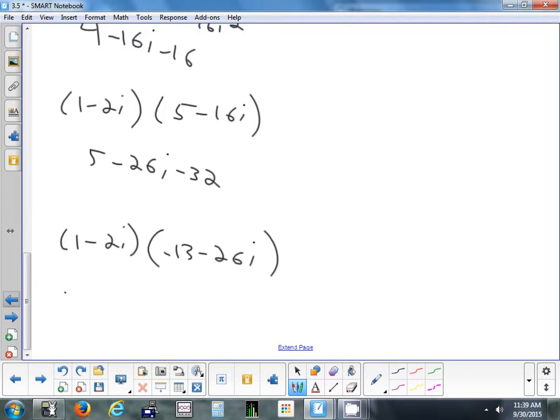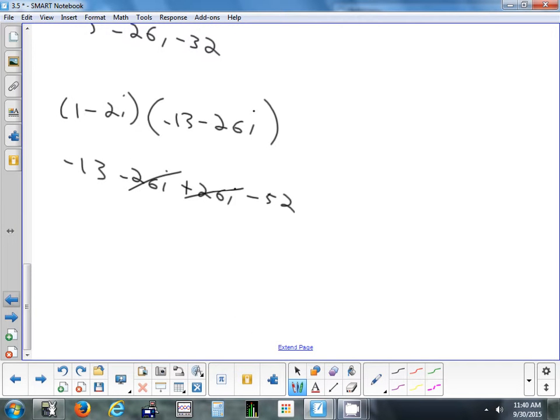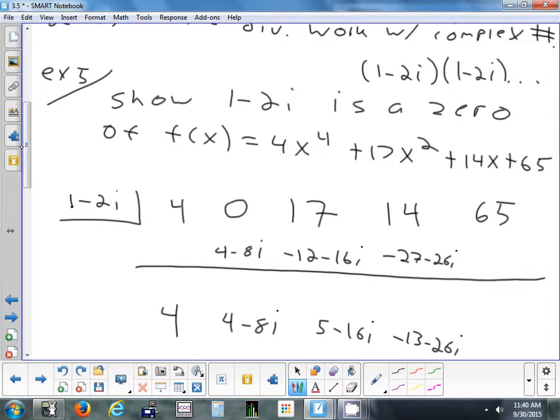All right, 1 times negative 13. What's 1 times negative 26i? Negative 26i. What's negative 2i times negative 13? Positive 26i. How nice is that? And what's negative 2 times negative 26? Positive 52. Positive 52 with an i squared. Negative 52. And negative 13, take away 52. Negative 65. Right. So we showed that it is a root.